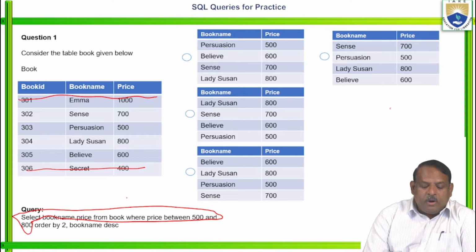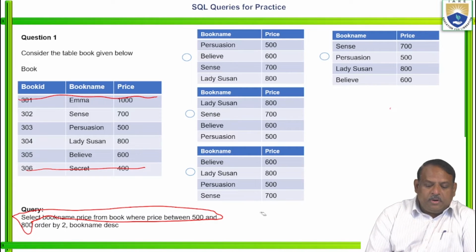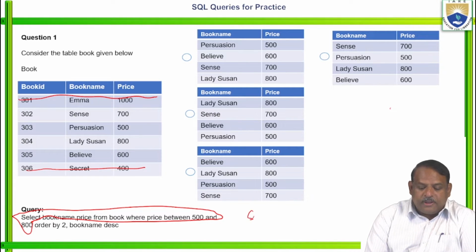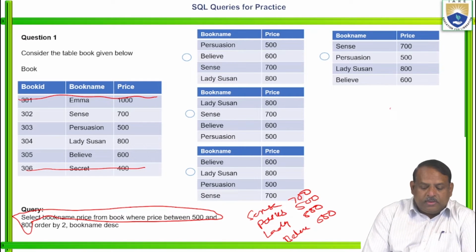Okay, I think I removed it. We'll write once again. We don't need to write the eliminated ones. Sense 700, Persuasion is 500, Lady Susan is 800, and Believe is 600. We eliminated the other 2 records. This is up to the where clause.